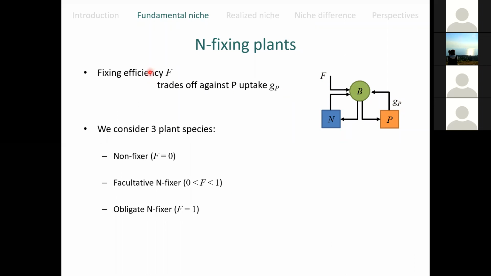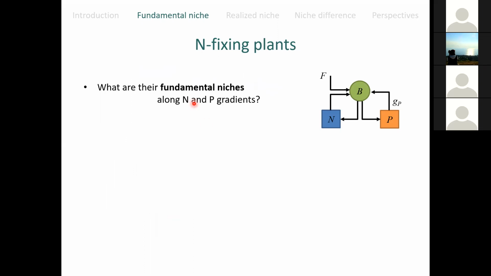Let's further assume there's going to be a trade-off. So if you're a good fixer, you're kind of bad at getting phosphorus. And we'll consider three species: non-fixers, facultative N fixers, so they can only partially supplement their needs in nitrogen by fixing, and an obligate N fixer that can persist on any level of nutrients, doesn't really rely on soil N because it can fix anything it needs. And the first question is going to be, what are the fundamental niches of these three species?